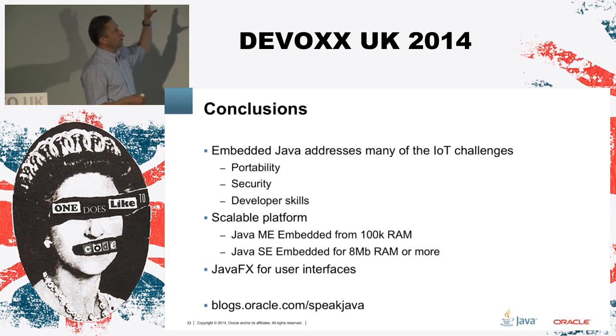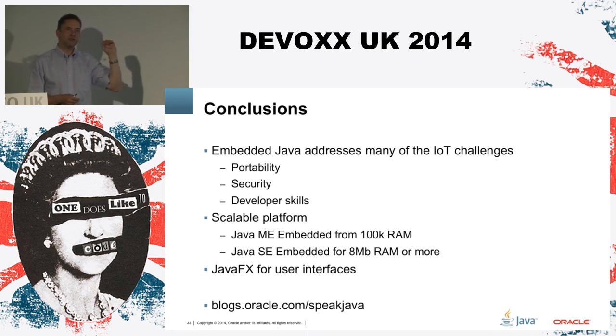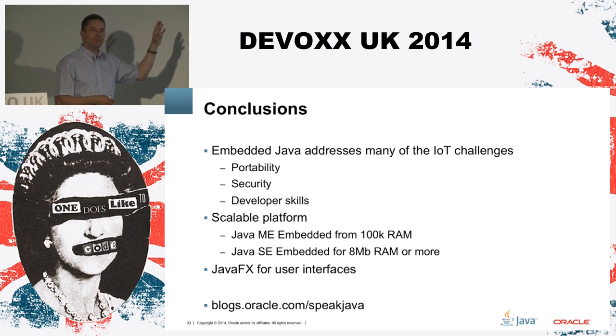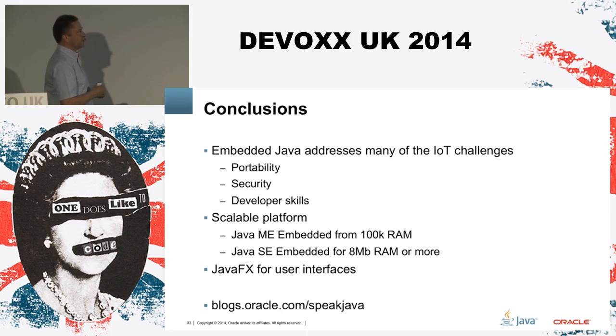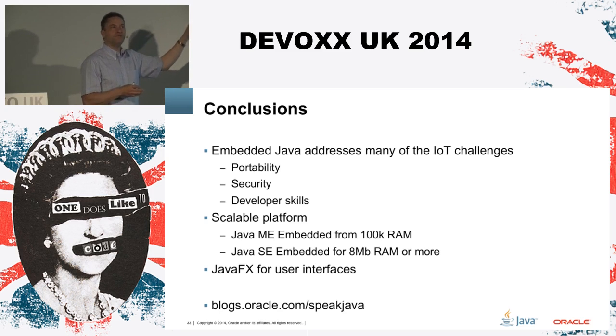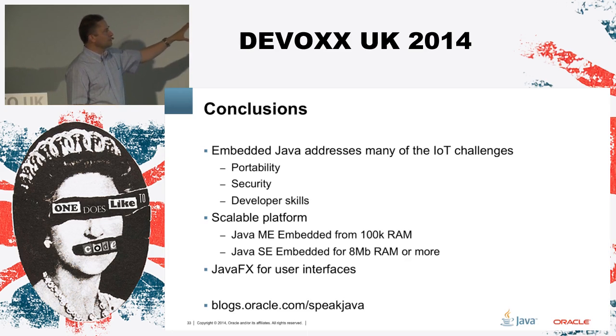So in terms of IoT, Java does address many of the challenges, things like portability. Security is built in from the very beginning with Java. You've got this idea of the sandbox. You've got this idea of signed applications, all of those sorts of things. Developer skills are available because lots of people know how to program in Java. Scalable platform, as I say, right from like 100K of RAM for Java ME embedded, 8 megabytes of RAM for Java SE embedded, and then JavaFX for user interfaces.